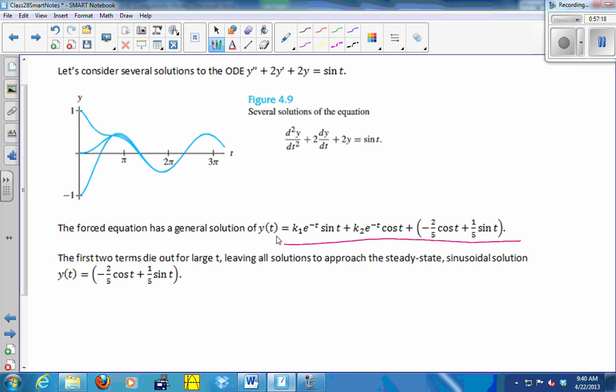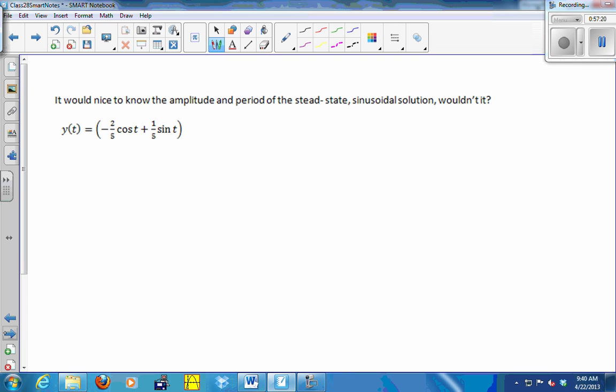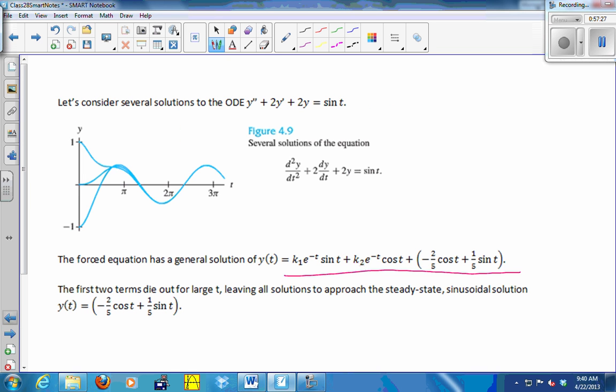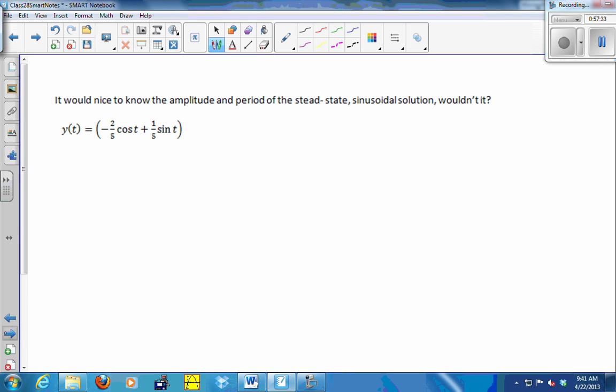So wouldn't it be nice if we could know the amplitude and period of that sinusoidal function? It clearly is just a sinusoidal function. It's got some amplitude and period. So what we would like to do is write this as a single trig function, typically cosine. I want to just write this as cosine of some stuff.